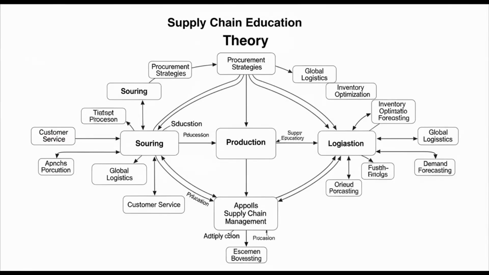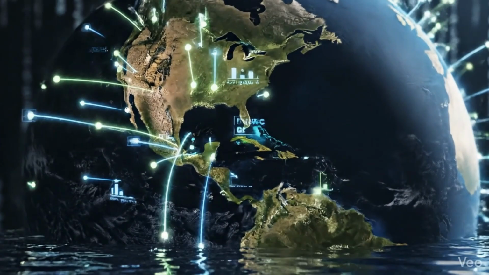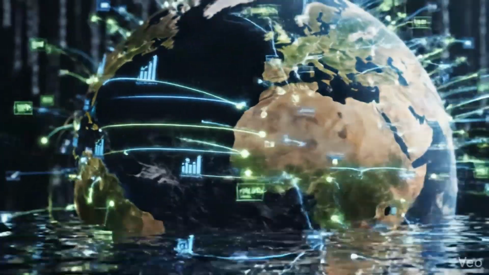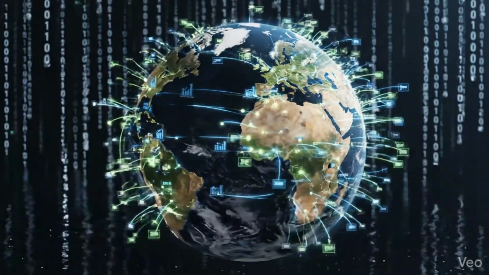To summarize, global value chains are built on globalization, industrial restructuring, trade liberalization, technological change, and multinational firms. These forces together created the global production system we see today. Now you understand how global value chains began. In the next video, we will explore their structure and governance, who controls them, and who benefits the most.